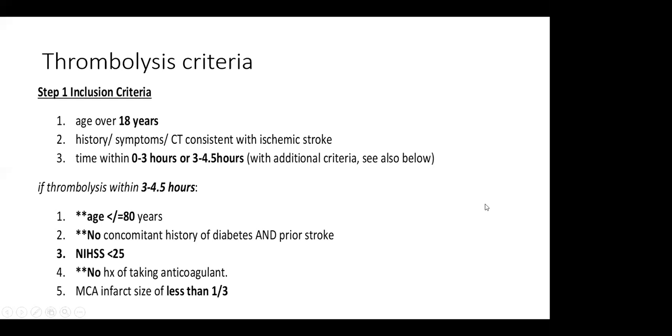There's no concomitant history of diabetes and prior stroke, NIH score of less than 25. There's no history of taking anticoagulant and an MCA infarct size of less than 1/3.